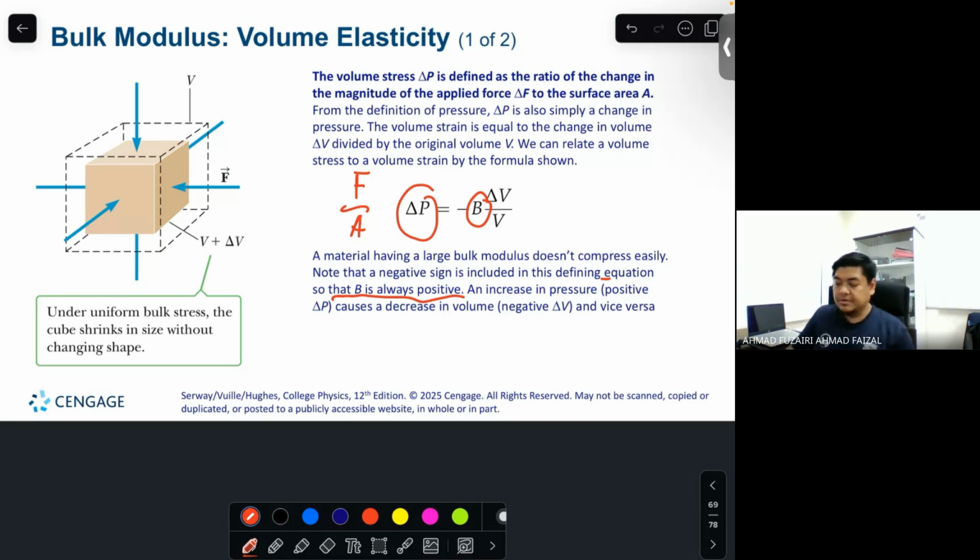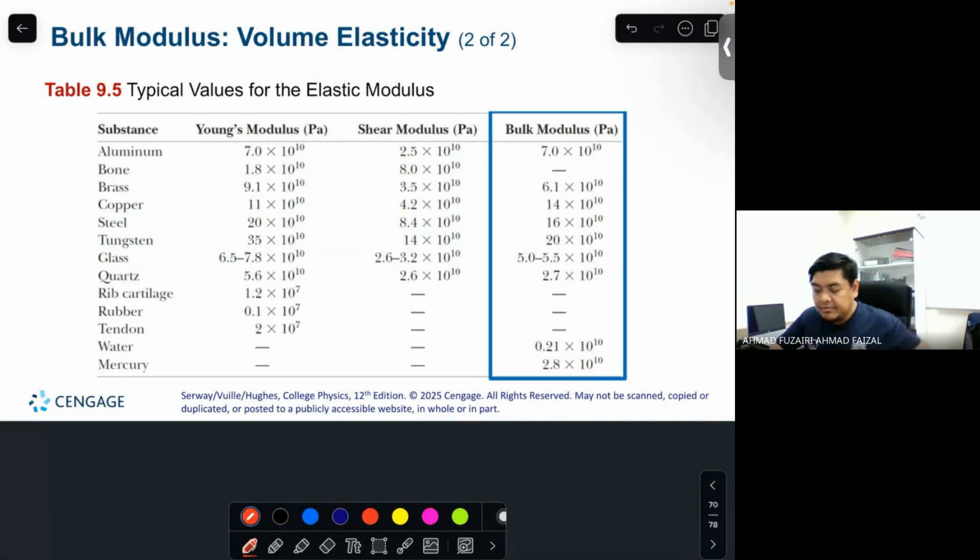Okay, so now we take the examples, but we'll go to the volume elasticity first, where delta P is equivalent to negative B delta V over original V. Of course, B is what we call the bulk modulus. We can see the bulk modulus for all substances, from aluminum until mercury. There are a few substances that don't have a bulk modulus.